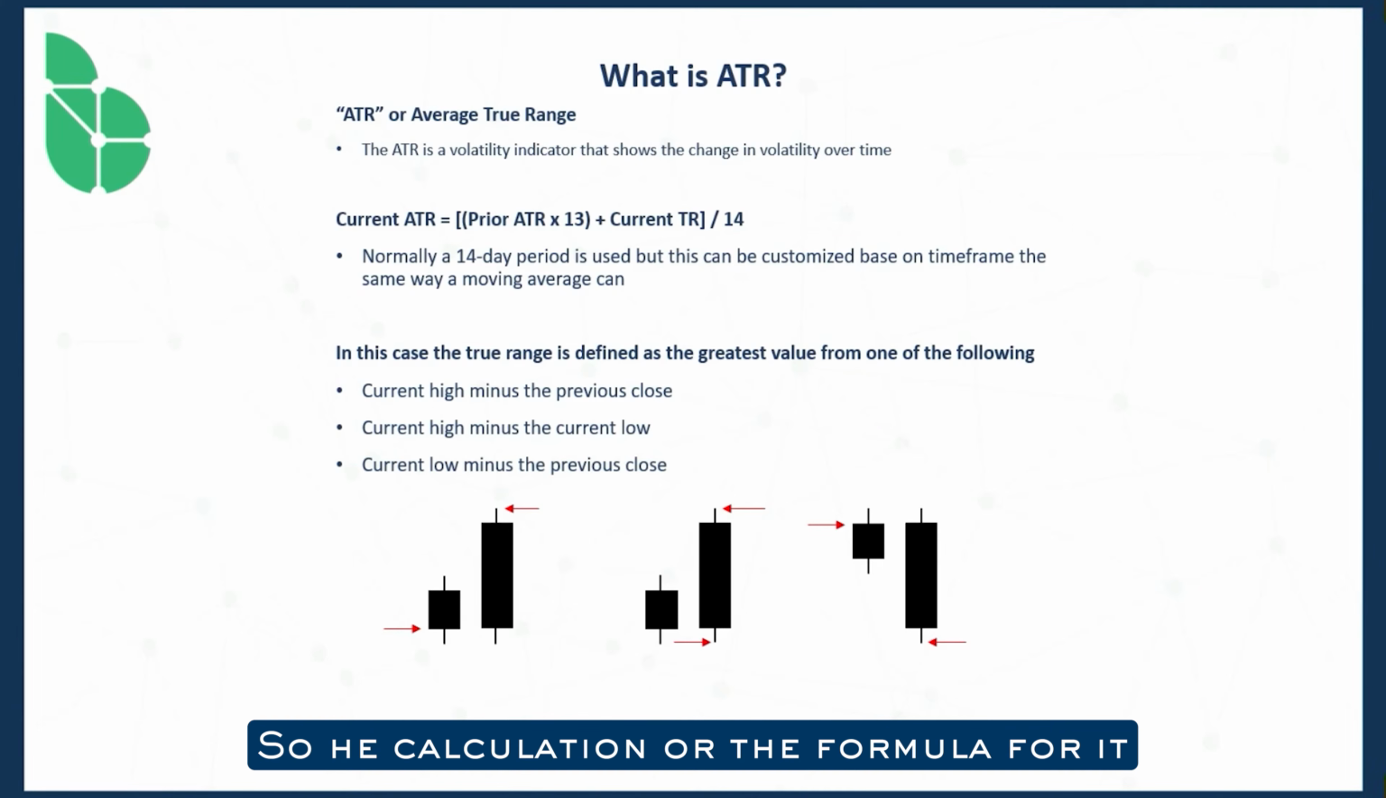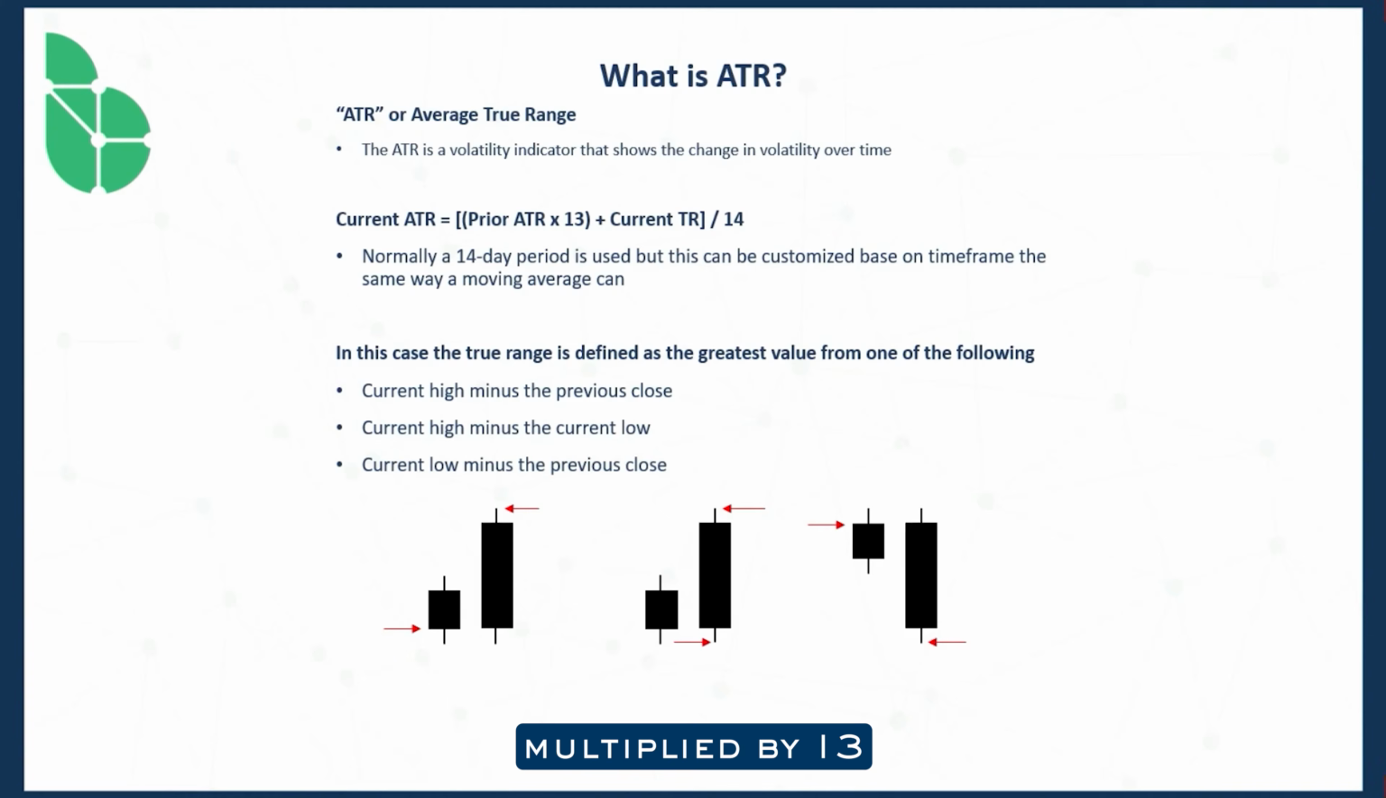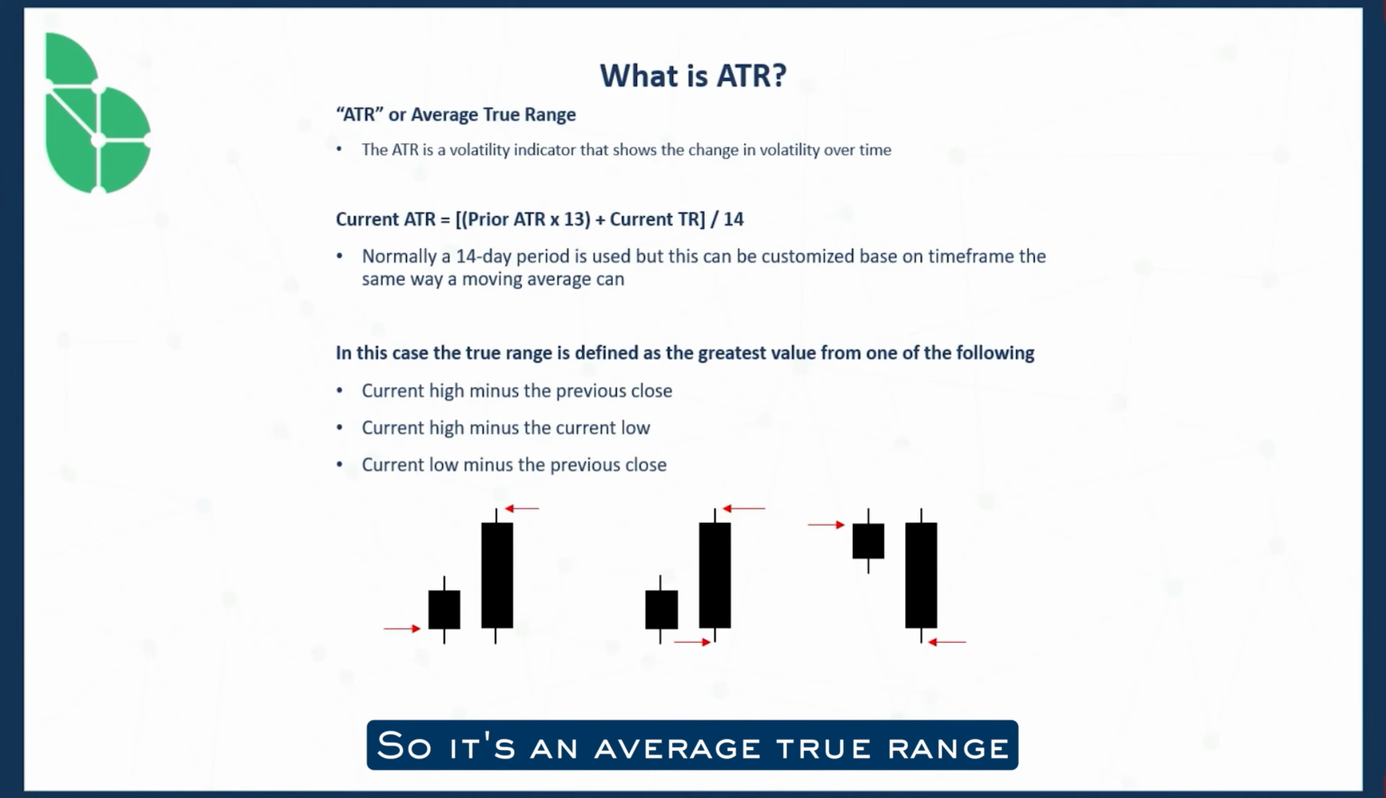The calculation or the formula for Wilder's ATR is the prior average true range multiplied by 13, plus the current true range, divided by 14. So it's an average true range, and you have to be wondering, what is the true range?